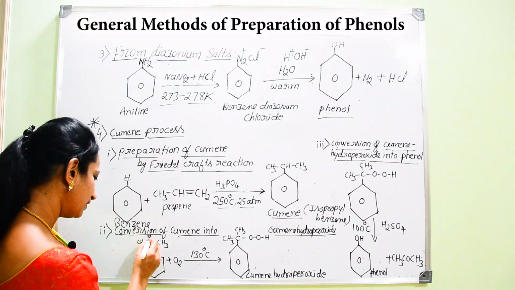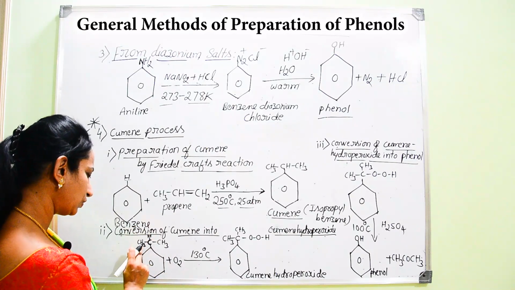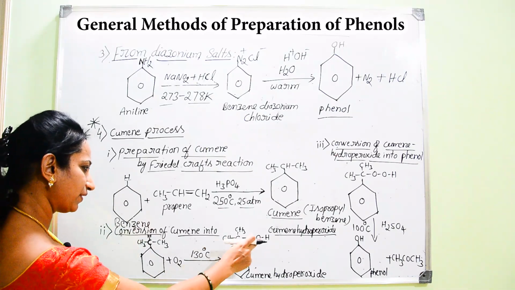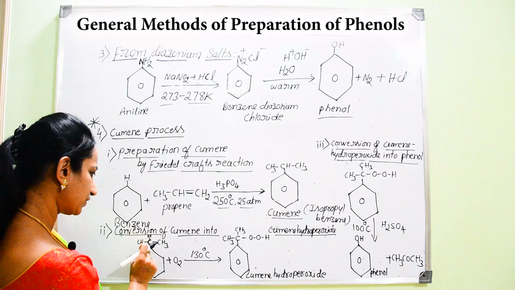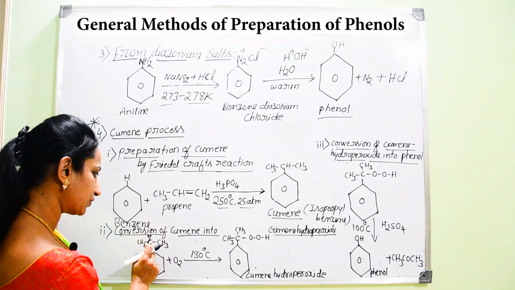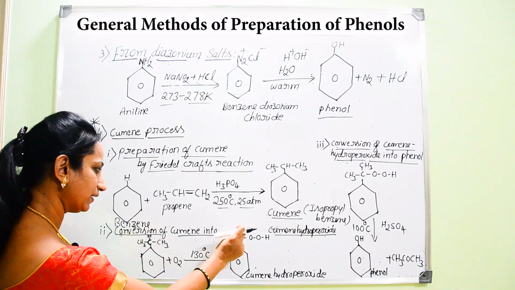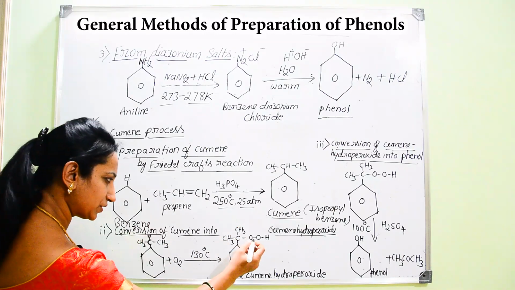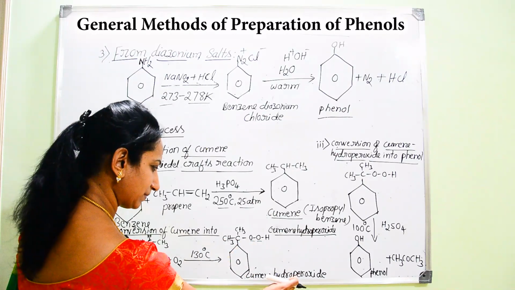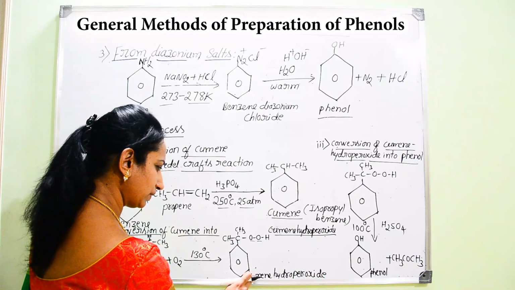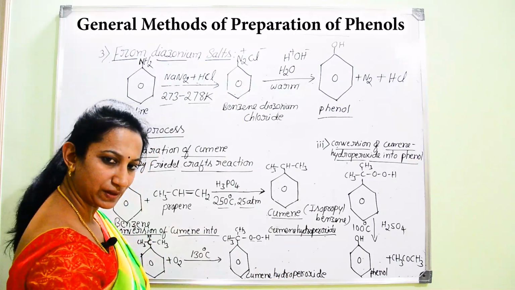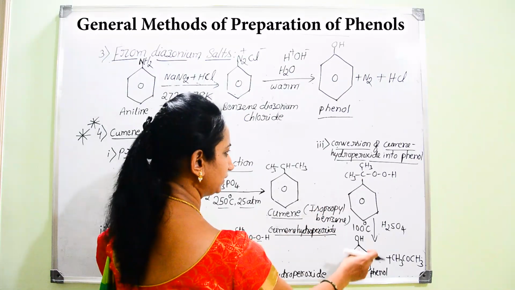Here we can find the carbon atom is attached to two CH3 groups and one hydrogen atom. Between carbon and hydrogen, there will be addition of two oxygen atoms, hence it is named as peroxide, that is cumene hydroperoxide. Once you get this cumene hydroperoxide, then we can go for the third step.